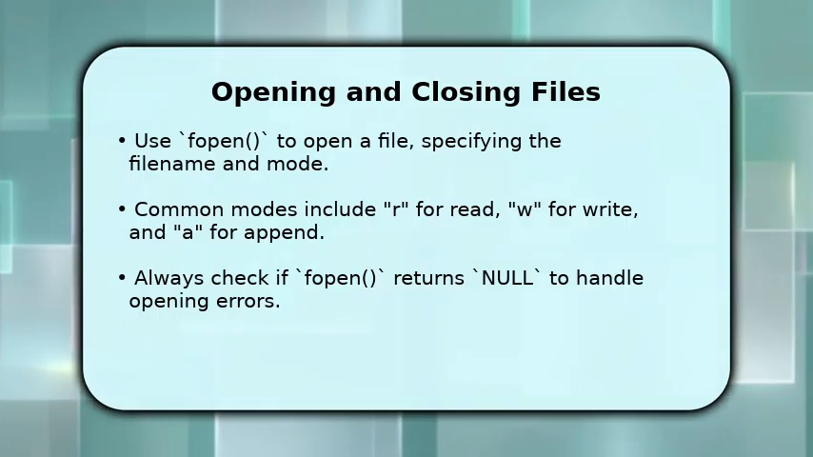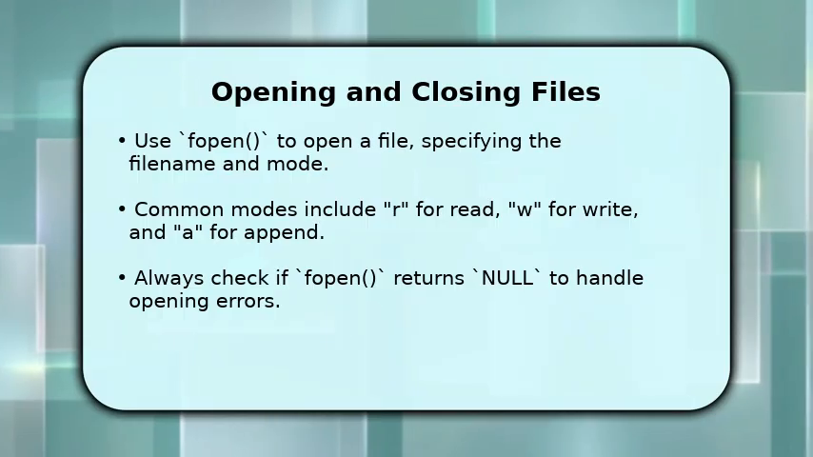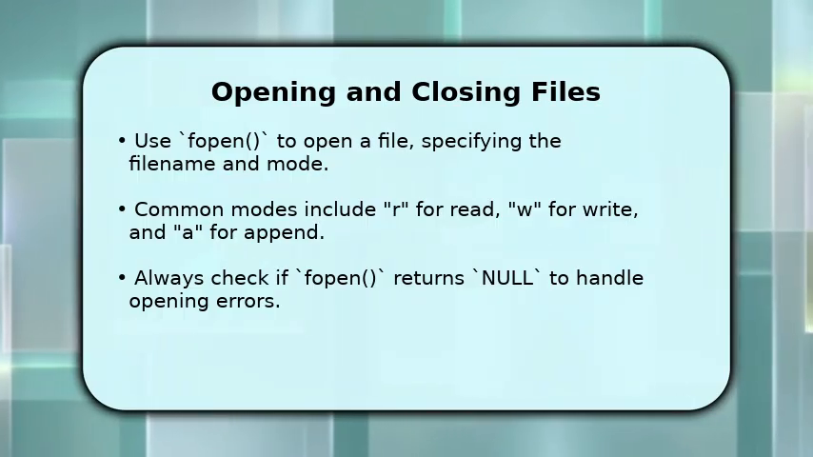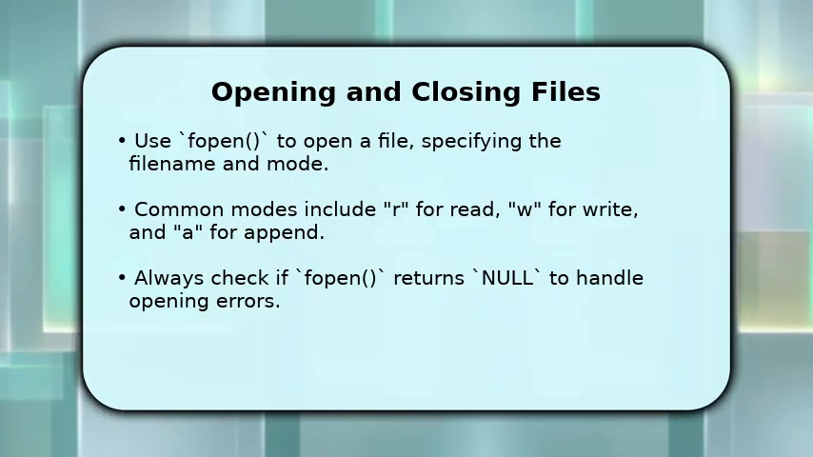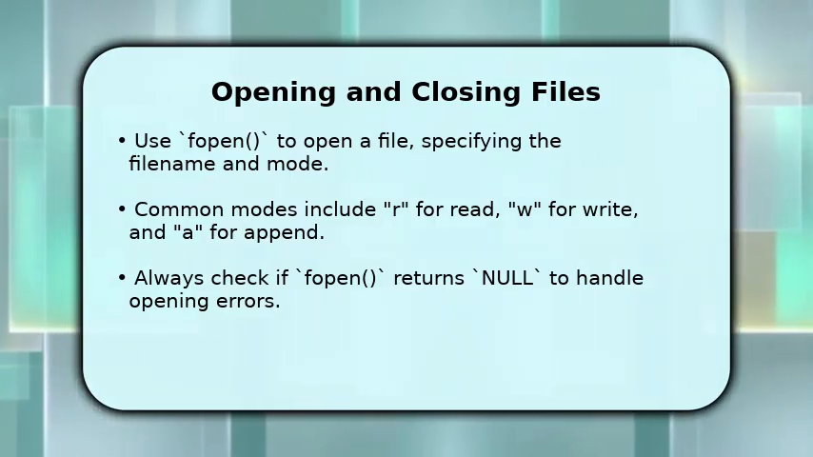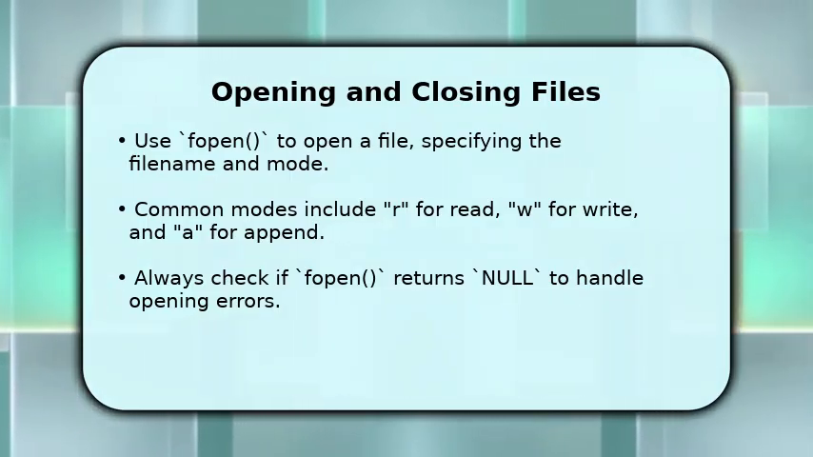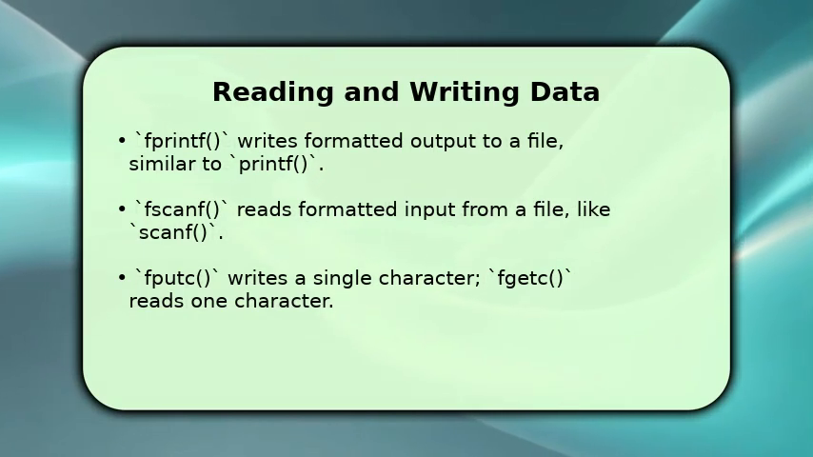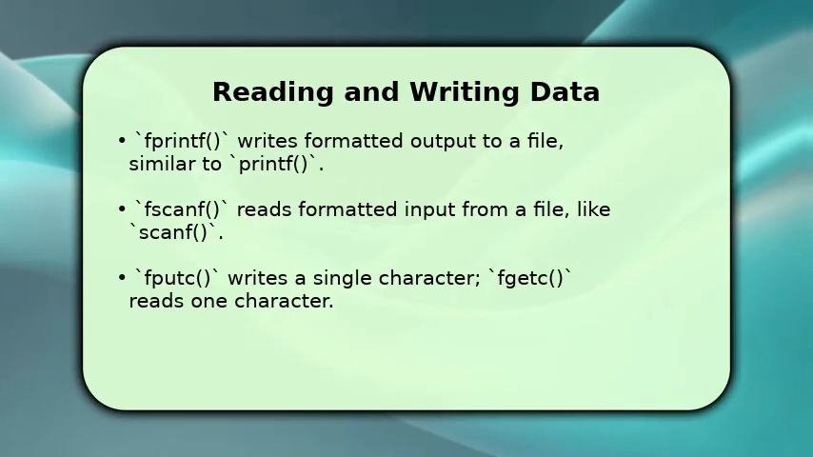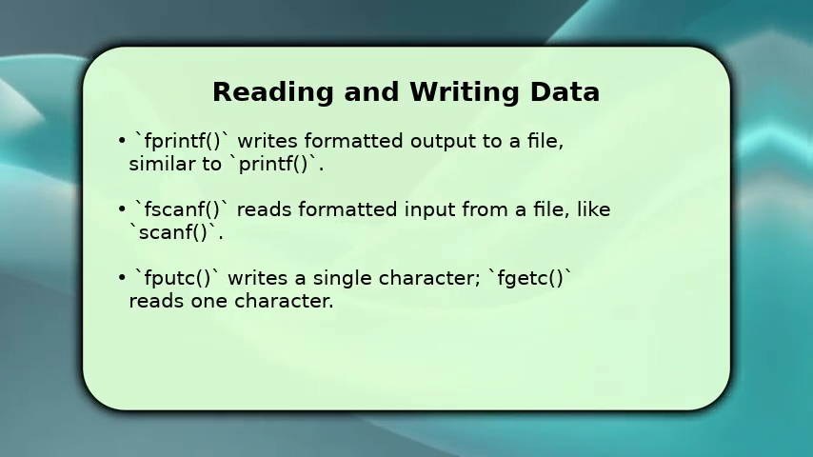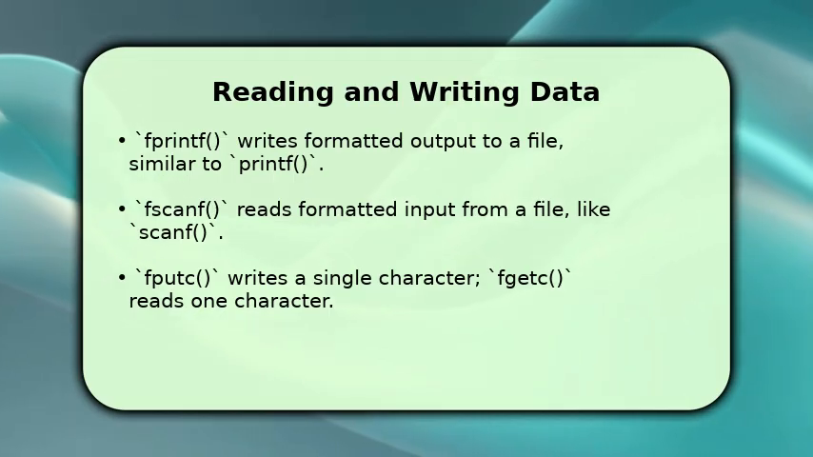Once your operations are complete, always call fclose with the file pointer. This ensures all buffered data is written to disk and system resources are properly released, preventing data loss or corruption. For writing data, fprintf is excellent for formatted output, much like printf but directed to a file. To read formatted data, fscanf works similarly to scanf.